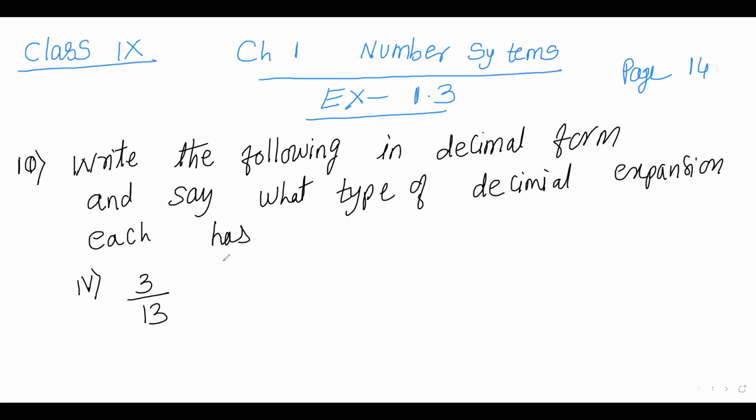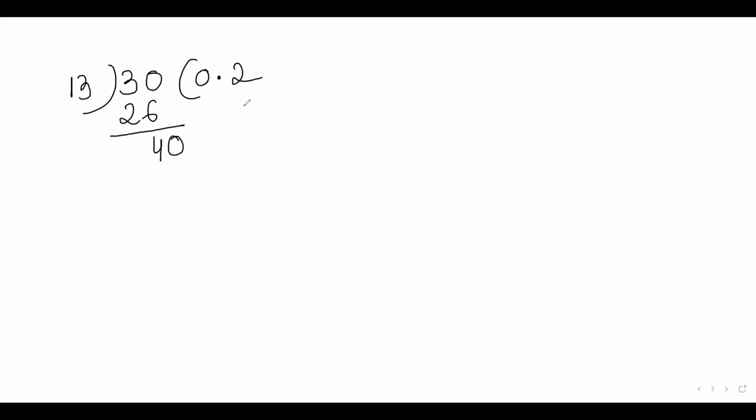The next one is 3 by 13. Let us divide. 3 is a smaller number, so I will put a point, 0 point. I will take 1 0. 13 twos are 26. Subtract, you will get 4. Put a point. 13 threes are 39. Subtract, you will get 1. With this point, you can take 0.